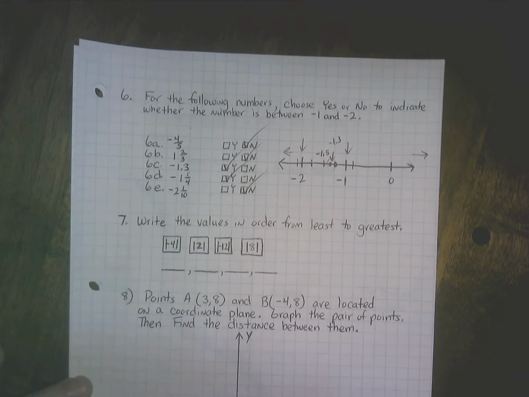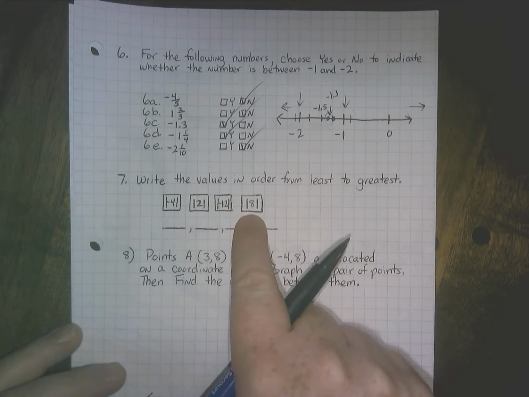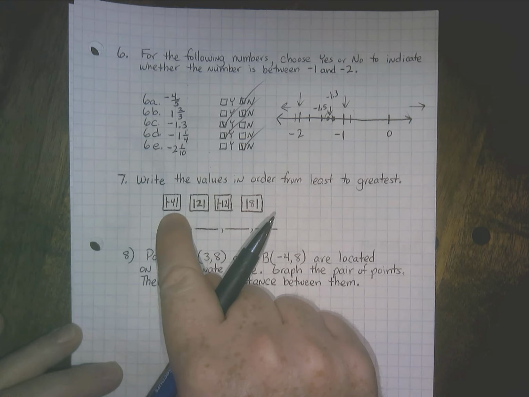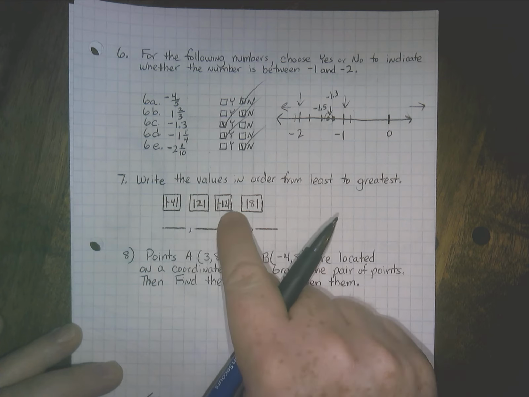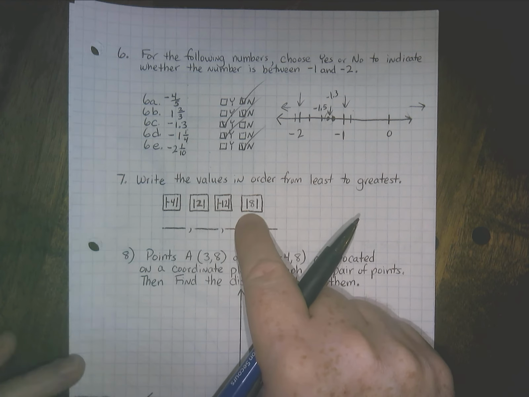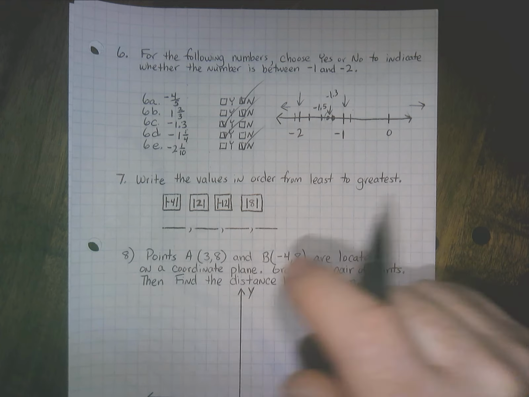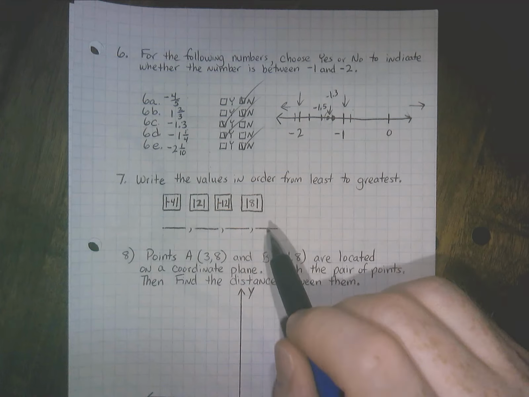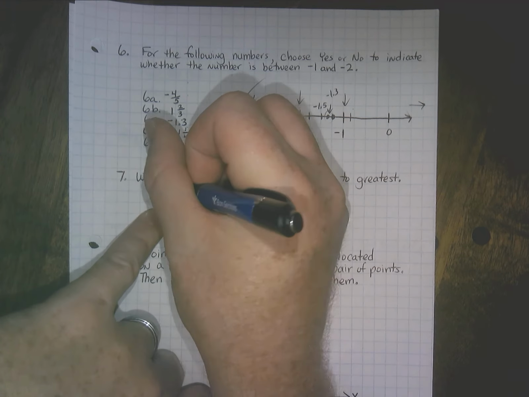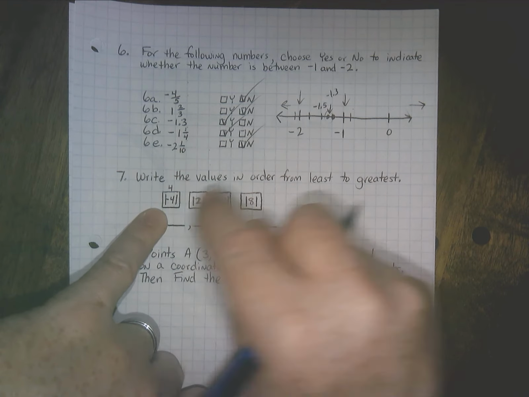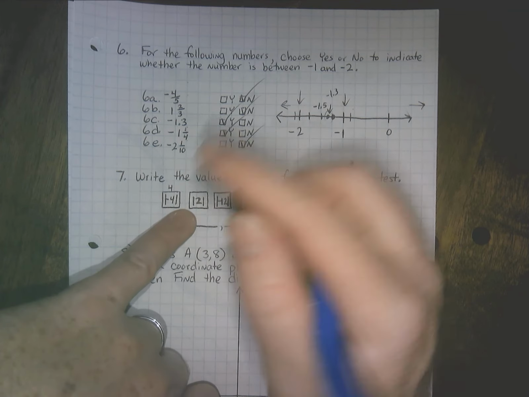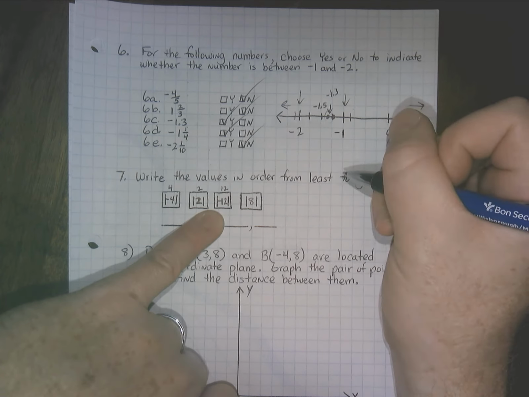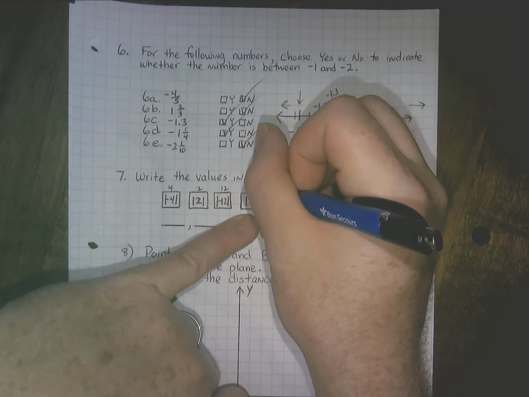Okay, moving on. Number 7, absolute value. It's kind of difficult to read this because I did the best I could, and I apologize. This is absolute value of -4, absolute value of +2, absolute value of -12, and absolute value of +8. The direction here says write the values in order from least to greatest. Well, it says values, the absolute values. So the absolute value of -4 is just 4. It's 4 units away from 0. On the left, but it's 4 units away. The absolute value of +2 is just 2. The absolute value of -12 is just 12, because it's 12 units away from 0. And the absolute value of +8 is 8.